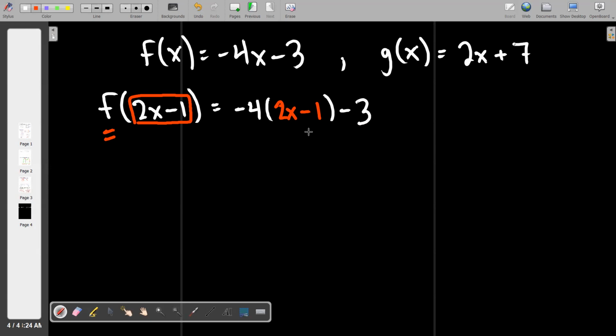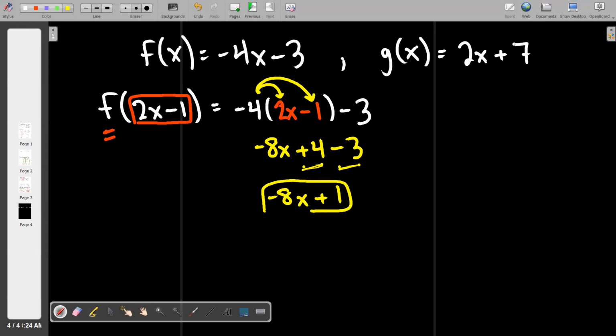You sure? And then we just do some real basic algebra 101 stuff. So I'm going to take my negative 4 and I'm going to distribute it to here and to here. What's negative 4 times 2x? Negative 8x. And what's negative 4 times negative 1? Positive 4. And then I copy down the minus 3. And what's 4 minus 3? One. So I have negative 8x plus 1. We good?